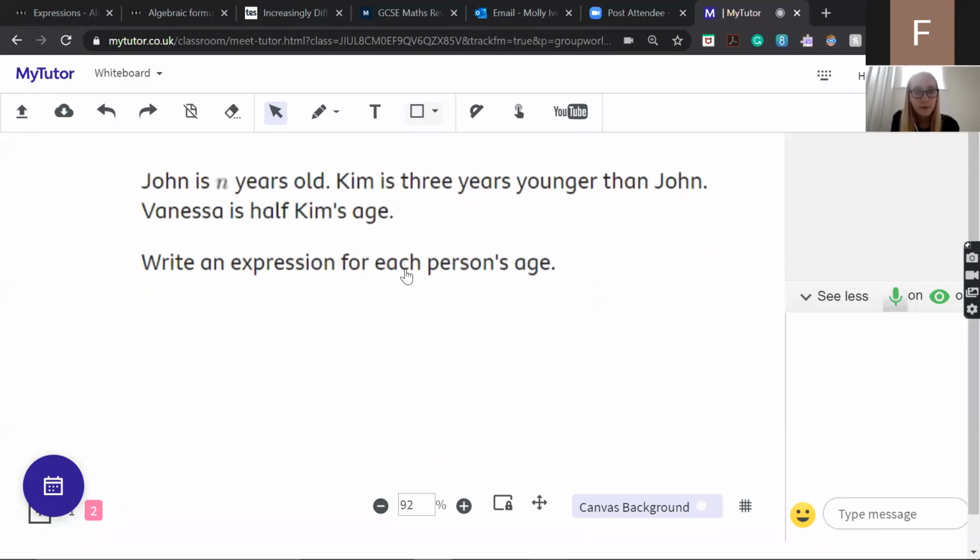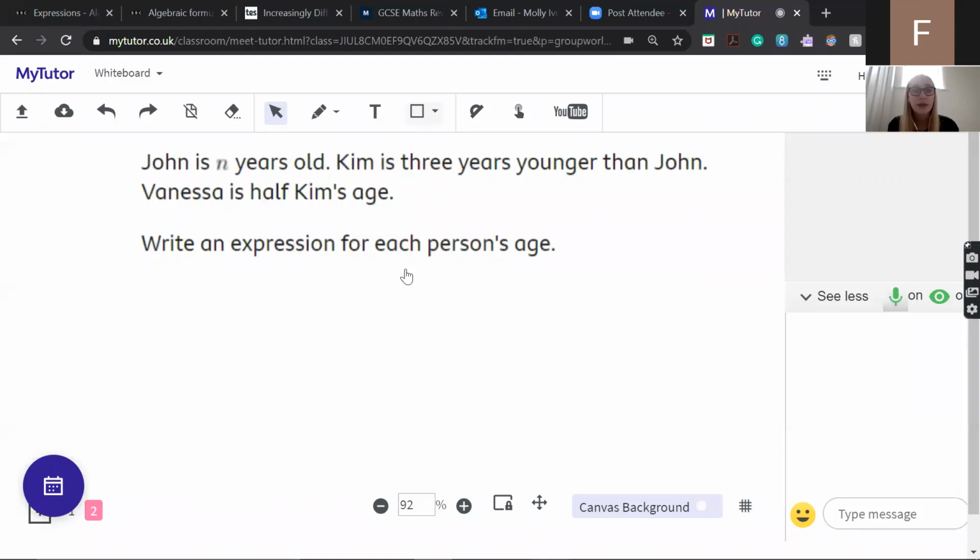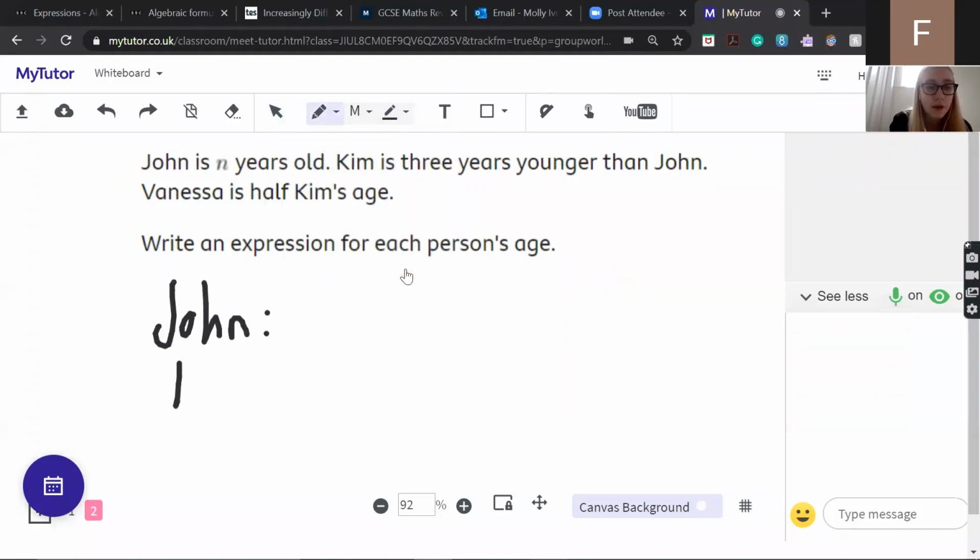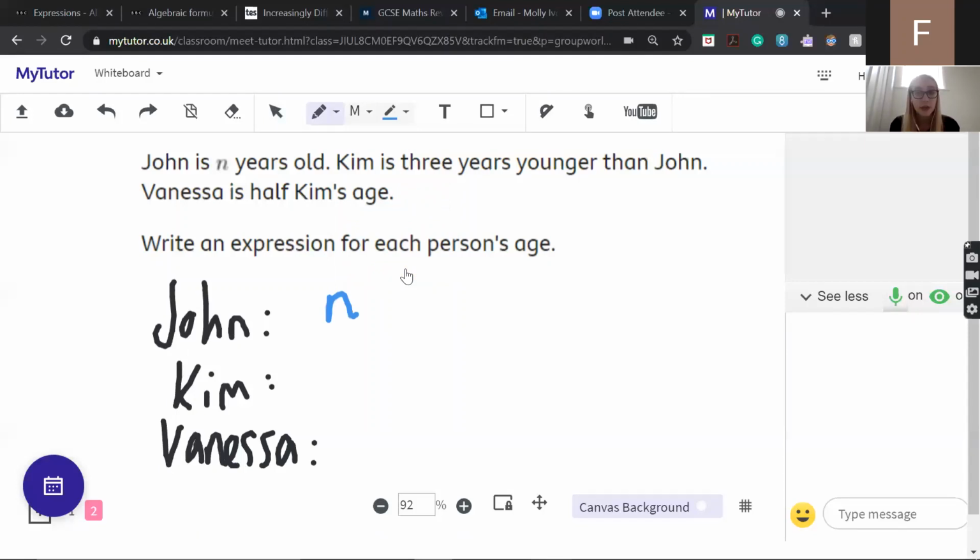So, for example, here, John is n years old, Kim is 3 years younger than John, and Vanessa is half of Kim's age. Write an expression for each person's age. So we want to write an expression for John, Kim, and for Vanessa. Well, John, we've been told, is n years old. Then we look at the information as we're reading it. Kim is 3 years younger than John. That means Kim is whatever John's age is minus 3. So if John's 14, then Kim is 11.